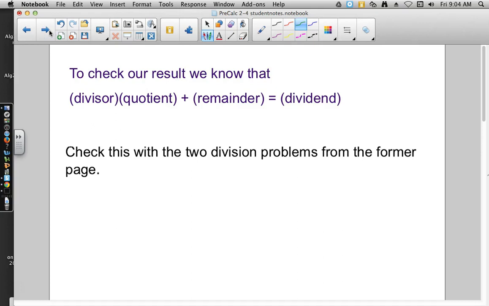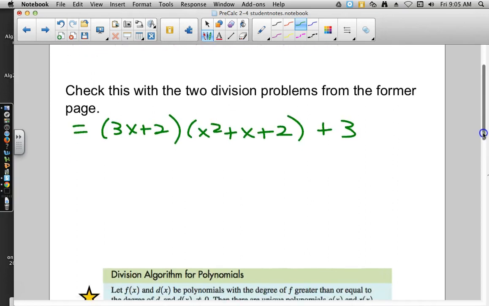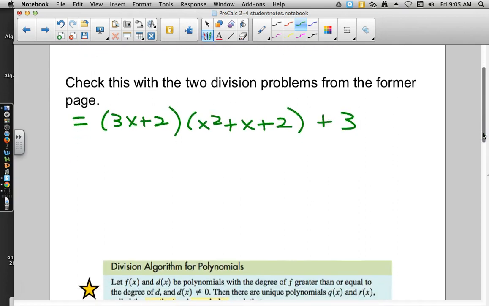So we're just going to do that with the one problem. We're not going to do it with the numbers. That would just be kind of silly. So we're going to do our 3x plus 2 times our x squared plus x plus 2. And we said it didn't work out perfect. We had a little plus 3. And we want to check and see, will we get that dividend back? That's the way to know whether or not we did it right or not. That's what we always want to know.